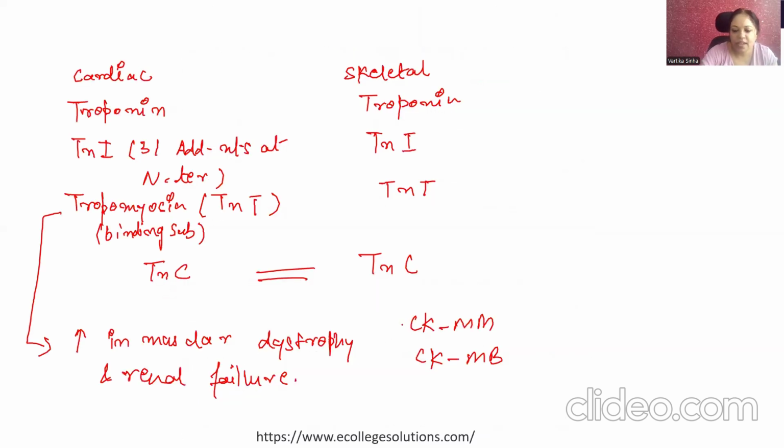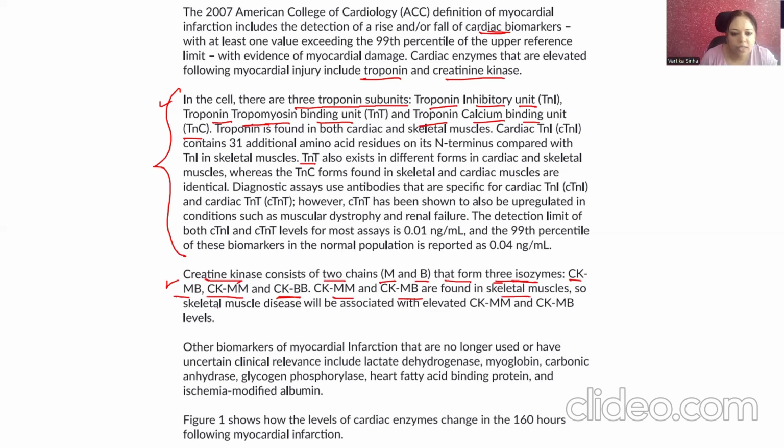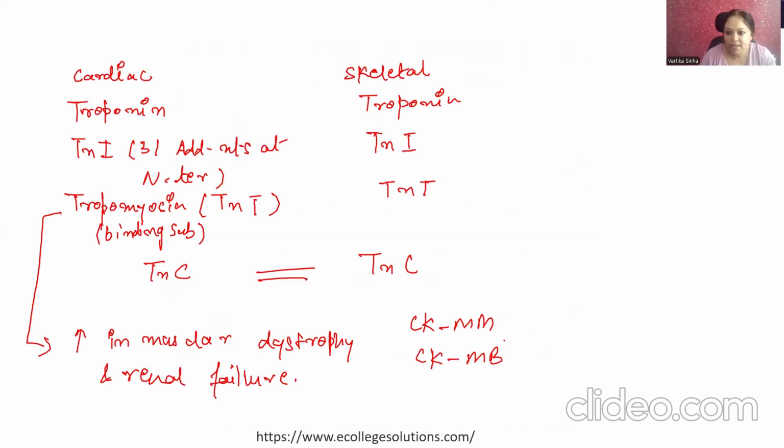CK means creatine kinase. And so skeletal muscle disease will be associated with elevated levels of it, definitely. If you are having these proteins or these isozymes in a particular muscle, that means an elevated level of these enzymes is an indication of clinical significance, right?